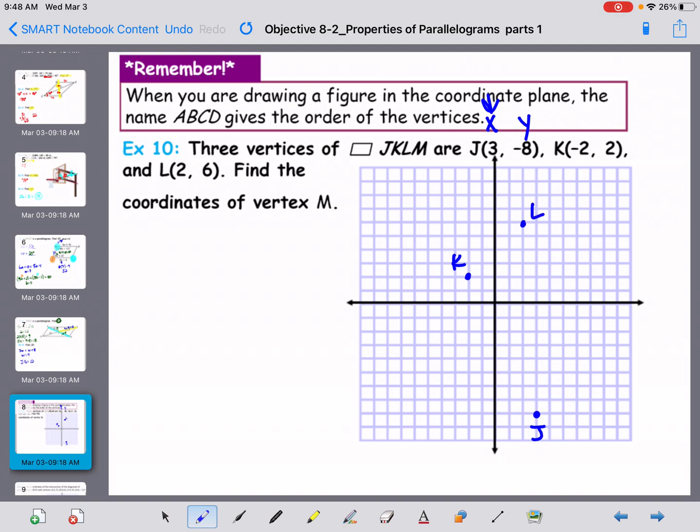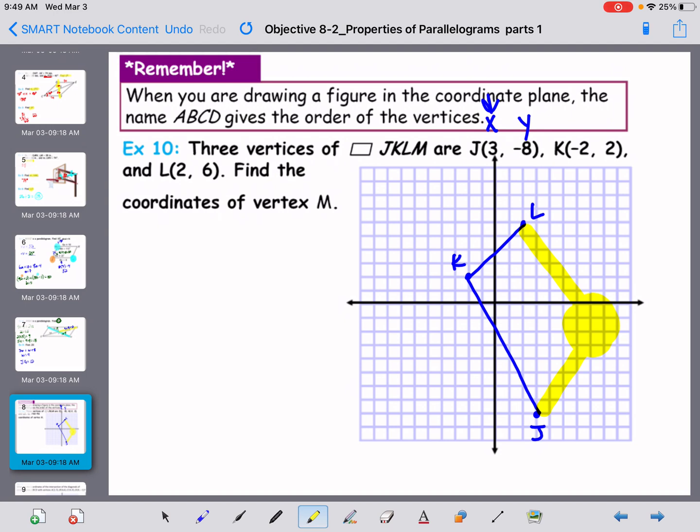So there's L. When I connect these dots to make a parallelogram, I can see that this would kind of come down like this, and this would kind of come up like that. So I've got a general idea that my missing point is over here somewhere. However, I want it to be as precise as possible. So I'm going to use the fact that the opposite sides are parallel to find that missing point.